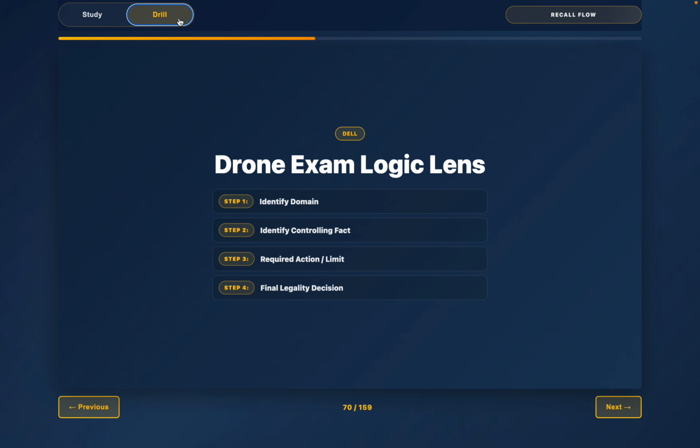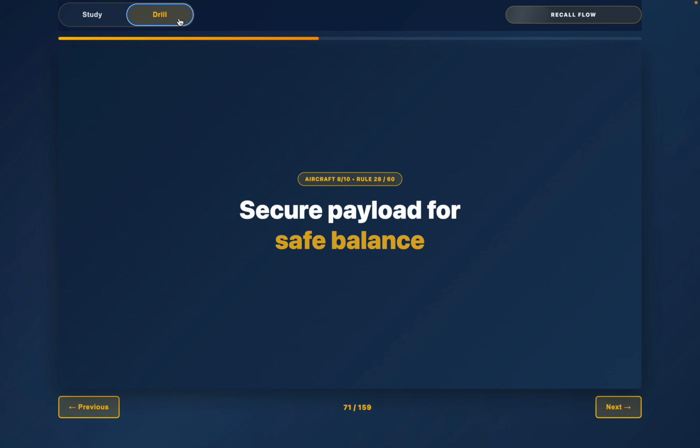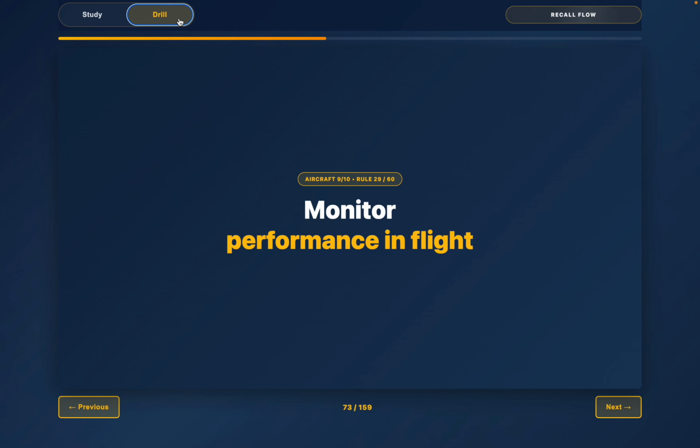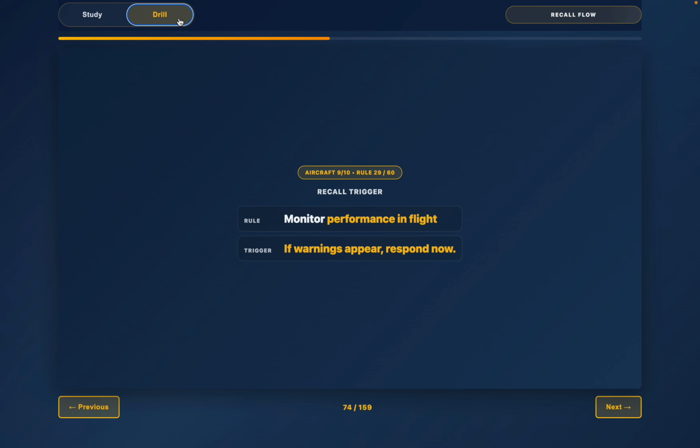Okay, back to rules. Rule 28, more physics. Payload affects balance, thrust, and control authority. Improper loading equals degraded performance. Trigger phrase: if payload shifts, flight drifts. Rule 29, performance issues rarely appear all at once. Early warnings are your chance to prevent violations and respond immediately. Trigger phrase: if warnings appear, respond now.